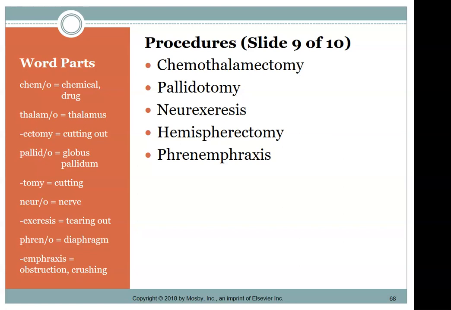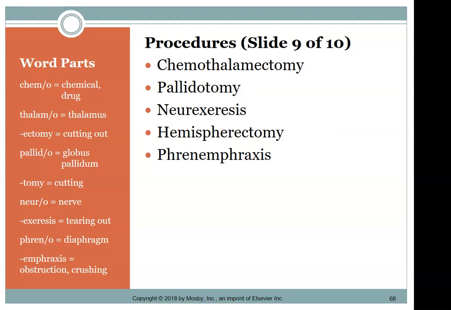Chemothalamectomy is an injection of a chemical substance to destroy part of the thalamus. It's used to treat Parkinson's and Huntington's disease. A pallidotomy is a destruction of the globus pallidus to treat Parkinson's disease. The procedure relieves muscular rigidity and tremors.